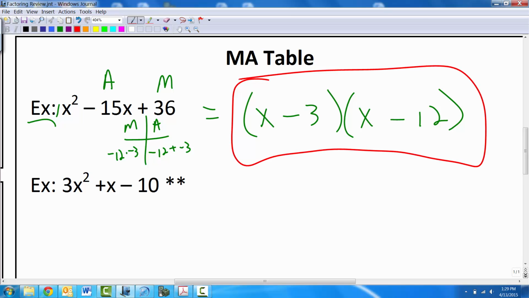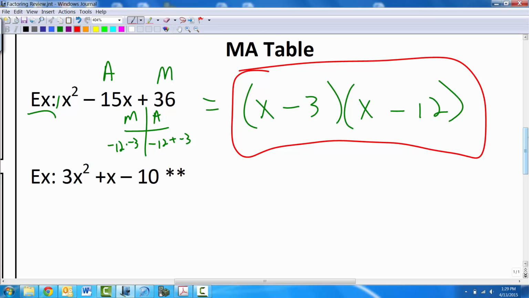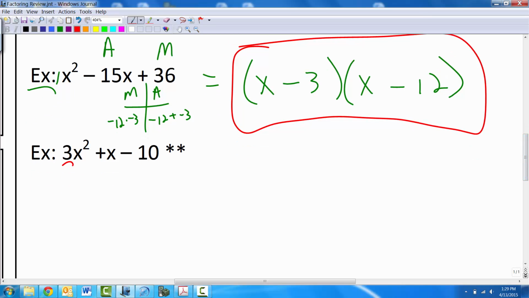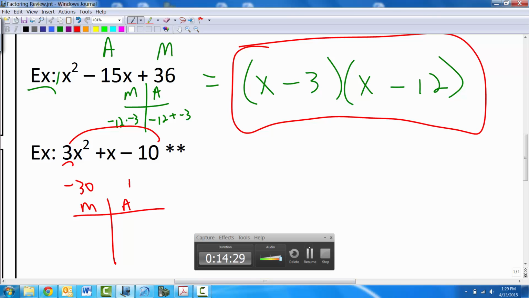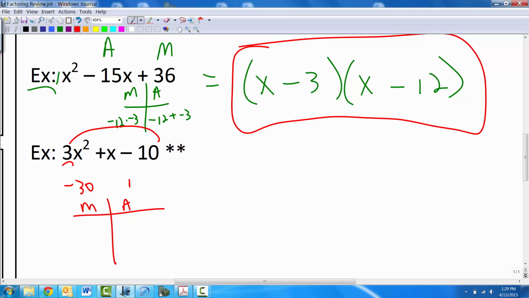All right, so let's move on to the next one. Those that know, what is m in the next one? See, this 3 messes up everything. What is m? It's actually negative 30. 3 times negative 10. And then what's your a number still? Okay, so m is negative 30. What's your a number? 1. Okay, offline, we'll figure out what the numbers are. Sharing is caring. These are the numbers.